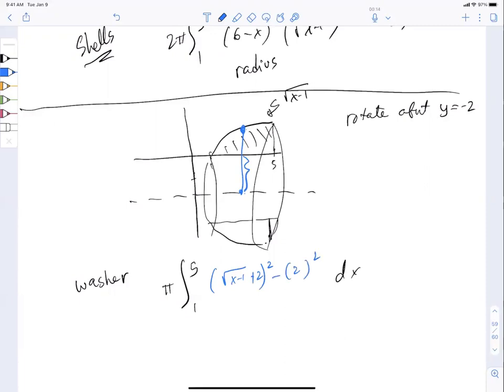So that's how you get it. Again, remember your washers look like this. The inner radius is always 2 throughout, because as you go from outer to top, it's always going to be the same 2 as your inner radius. The outer radius changes based on the value of your function.